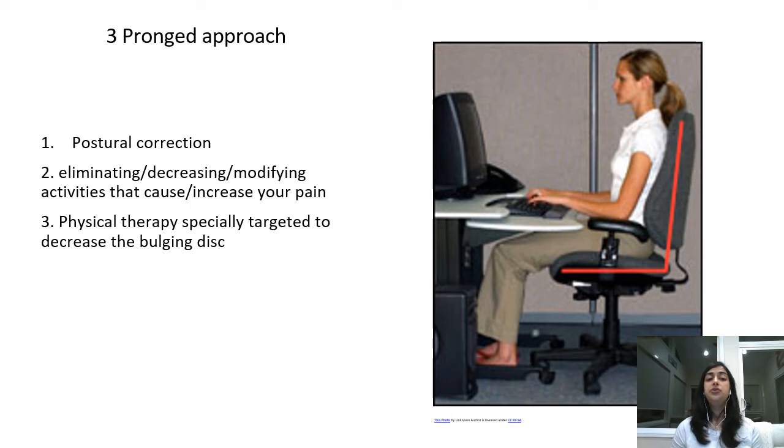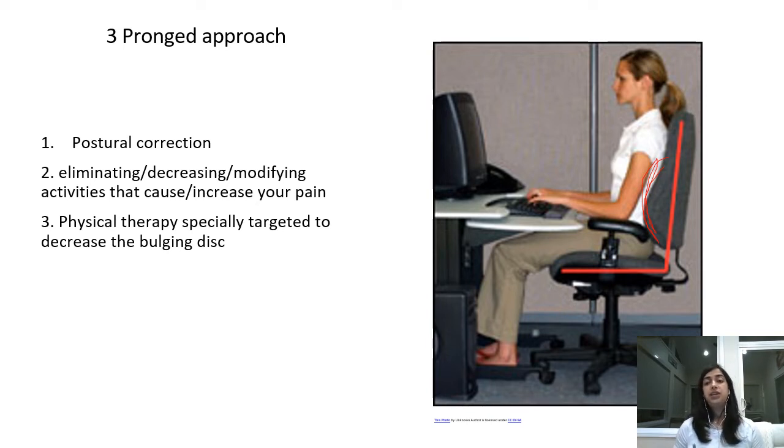Other things you can do is modify your everyday activities where, for example, in this picture, you can see she's sitting really upright, has really good support in her back, or as we refer to the lumbar region. Similarly, at home, when you're sitting watching your TV, you can use a small round pillow to support your lower back and help sit upright.